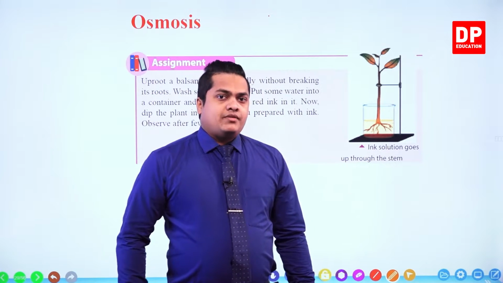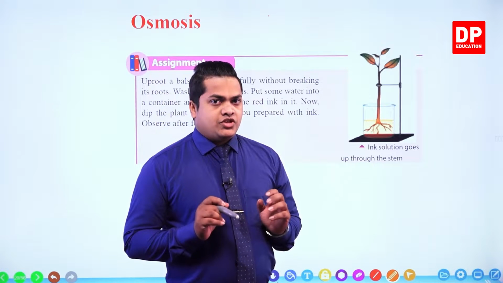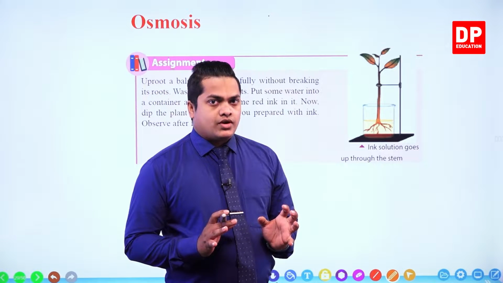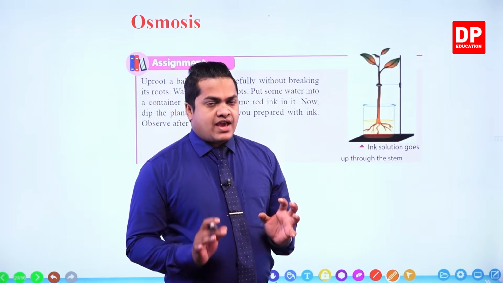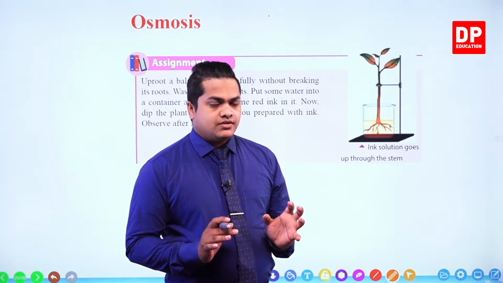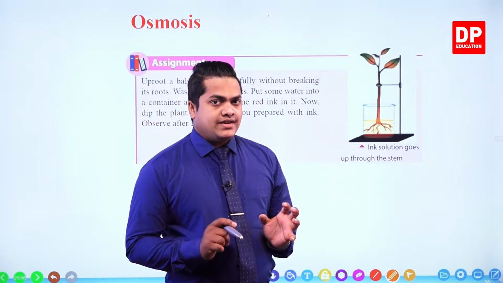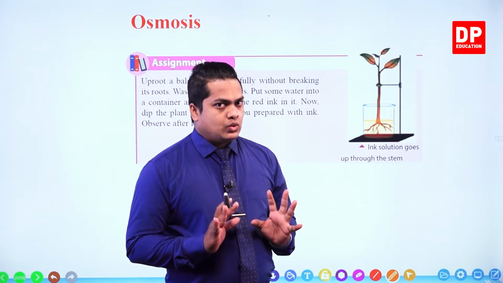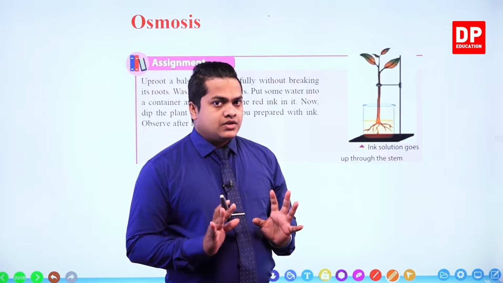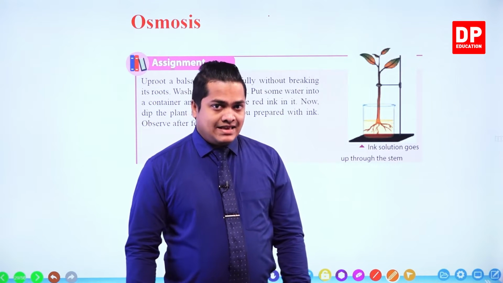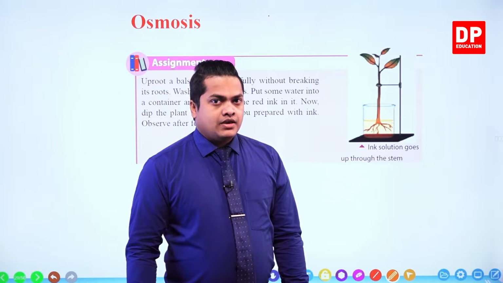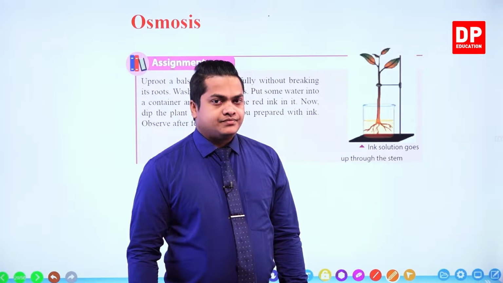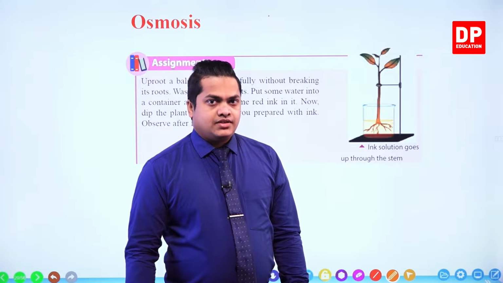So you know, my dear children, plant roots are the ones that absorb water from the soil. We have uprooted a balsam plant here, and the specialty is that the root system is still within the plant. So when I place it in this red ink containing water, definitely water should be absorbed by the root system of the plant. That's what is going to occur here.